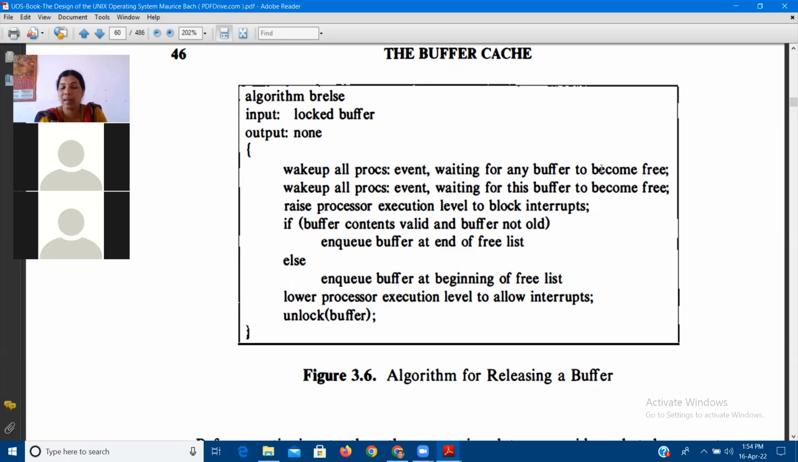So what is the first work of the kernel before releasing the buffer? Wake up all such processes, those who are waiting for this buffer to become released. In the system there may be more than one process. Either the processes will be waiting for any buffer to become free, or the processes will be waiting for this buffer to become free. Some processes want any free buffer, and they are waiting for it. And some processes want exactly this particular buffer, and they are waiting for it to be released. So what is the first task of the kernel? Before releasing the buffer, the kernel should wake up all such processes.